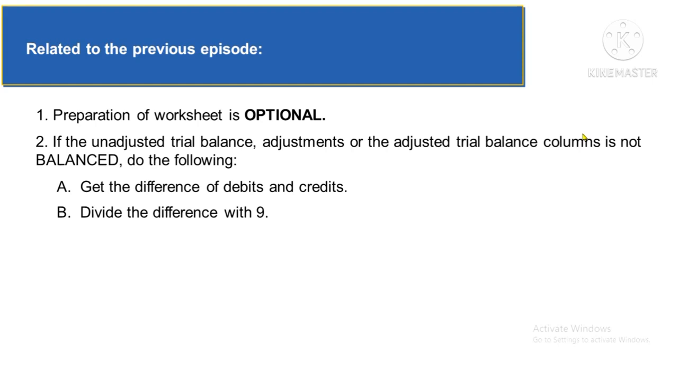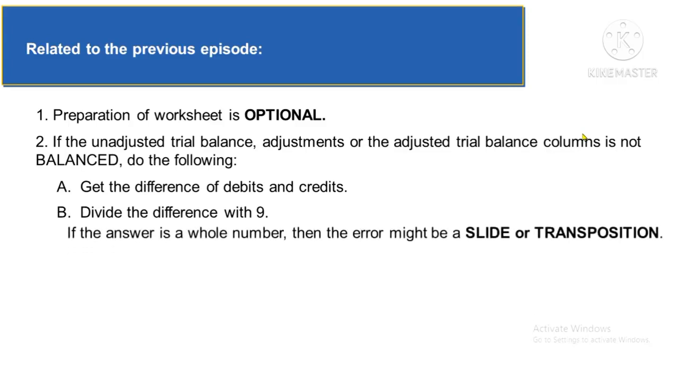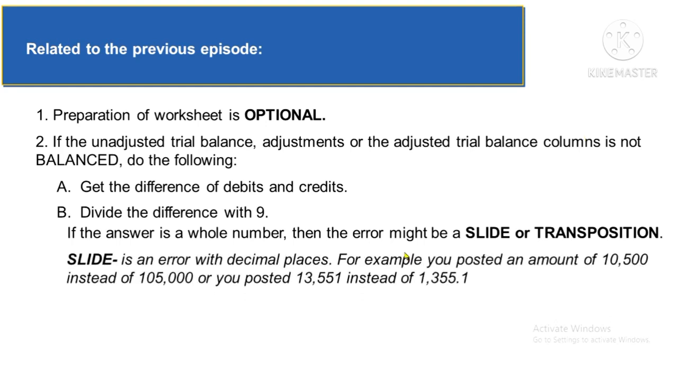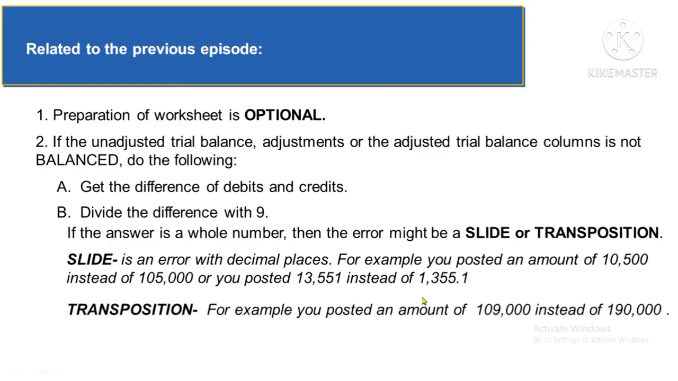If the quotient is a whole number, like for example, the difference of debits and credits is 9,000, and if we divide it by 9, the quotient is 1,000 with no decimals, the error might be a slide or a transposition error. But what are those? Slide is an error with decimal places. For example, you posted an amount of 10,500 instead of 105,000, or you posted 13,551 instead of 1,355.1. While an example of transposition is when you posted 109,000 instead of 190,000.